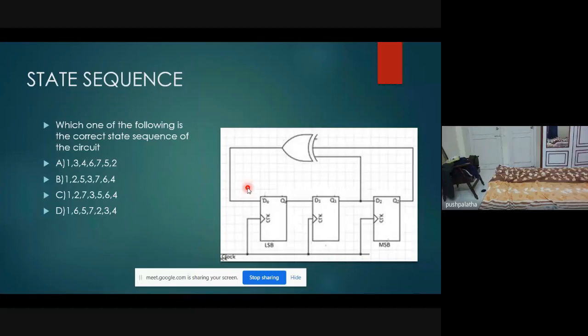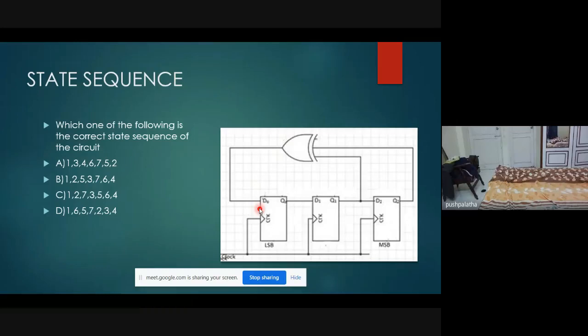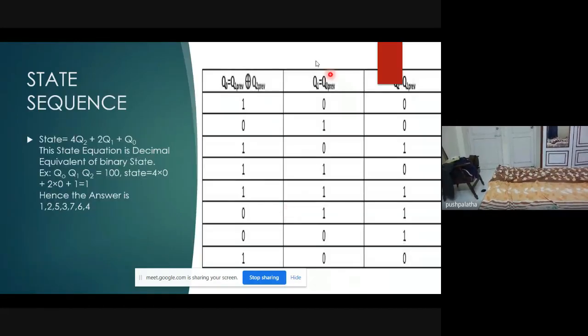Now the options given for this are 1 3 4 6 7 5 2, 1 2 5 3 7 6 4, 1 2 7 3 5 6 4, 1 6 5 7 2 3 4. Okay, right. Now we'll resolve this and see. Now first let me take the first one. Actually I have taken what is my Q naught value. My Q naught value is going to be what? Q naught value is Q1 previous value XOR Q2 previous value.